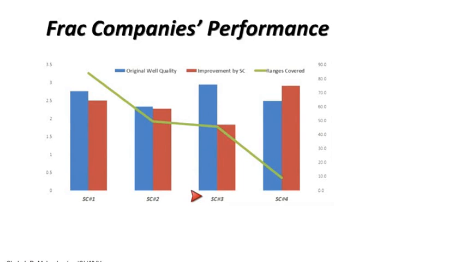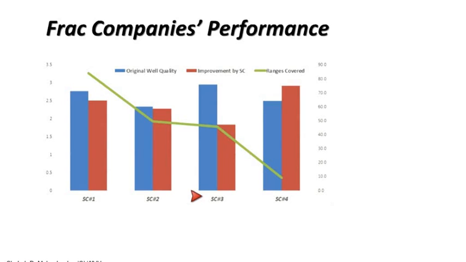Then here, what we have done is we show that blue shows original well quality, and red shows improvement. So if you look at service company 1, they were dealing with a reasonably good portion of the reservoir, and the improvement they made was not that much on look-back analysis. Service company 2 worked with a part of the reservoir that had very good or reasonably good quality, and they were not able to improve anything beyond what it was.